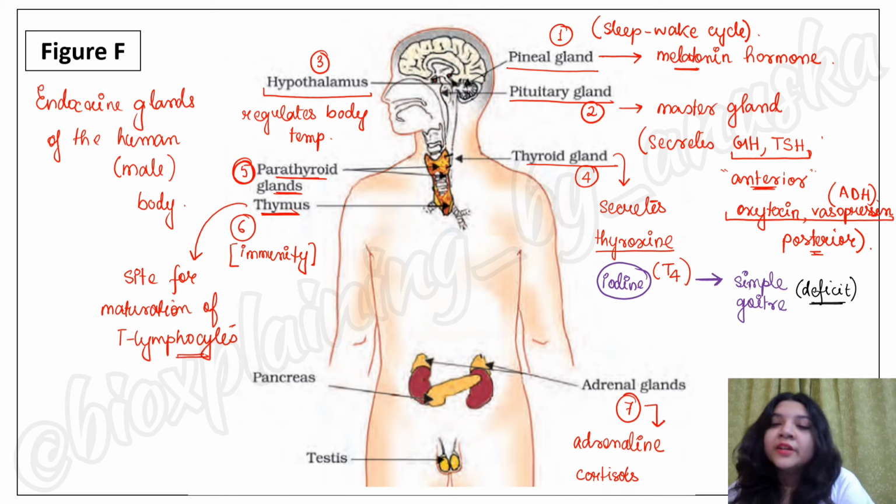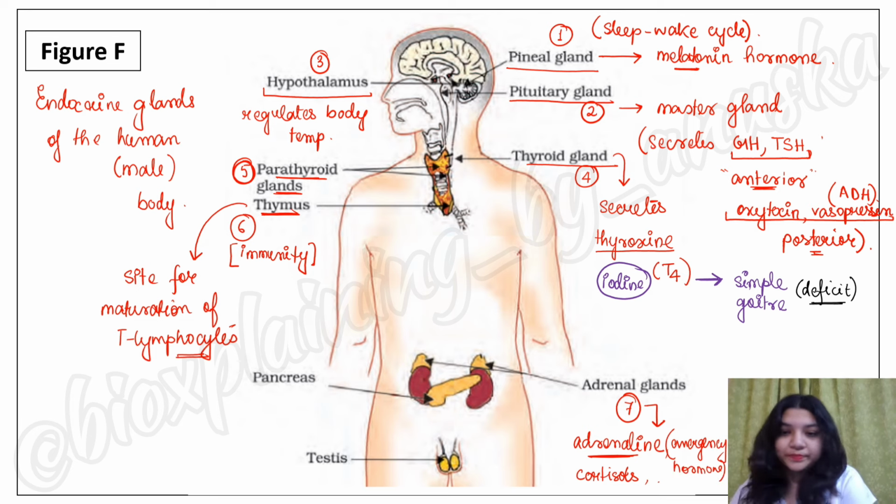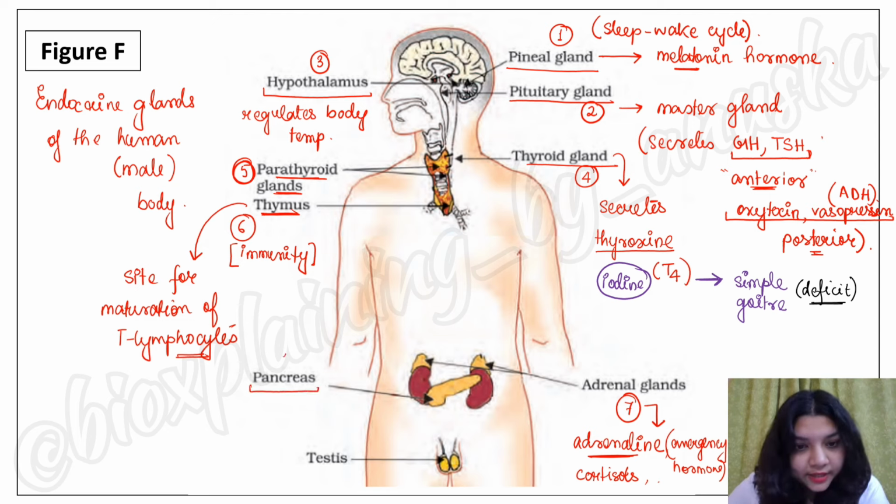Okay, mineralocorticoids, glucocorticoids, all those are released. So this adrenaline is known as the emergency hormone of your body. Emergency hormone, fight or flight response. Number 8, what do we have? Yes, this is the pancreas over here.